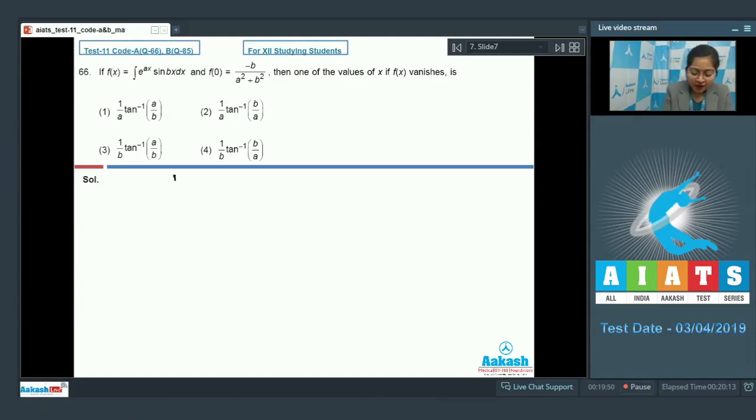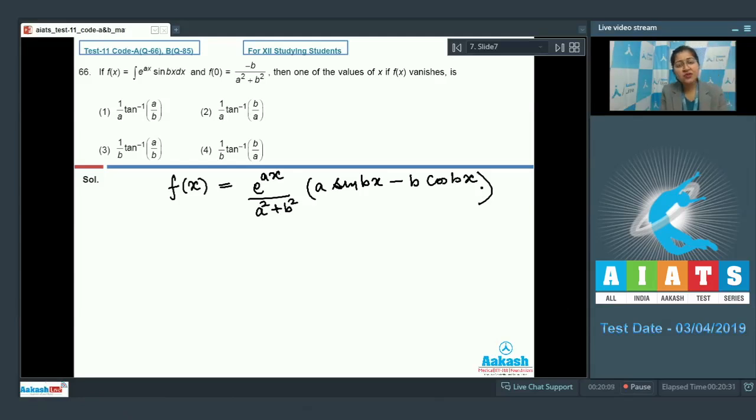Now, firstly, we have to find the integral, which will be equal to, we know the direct formula for this, that is e raised to the power ax upon a square plus b square into a sine bx minus b cos bx. We know the direct formula for this integral. Either you can directly write it or the integral can be solved by applying integration by parts 2 times, right? Now here a constant of integration should also be added, right?